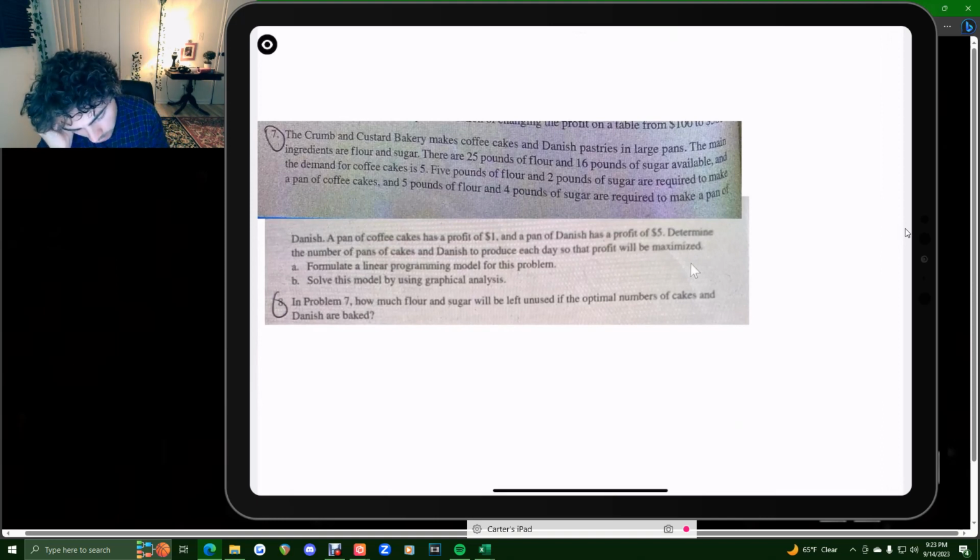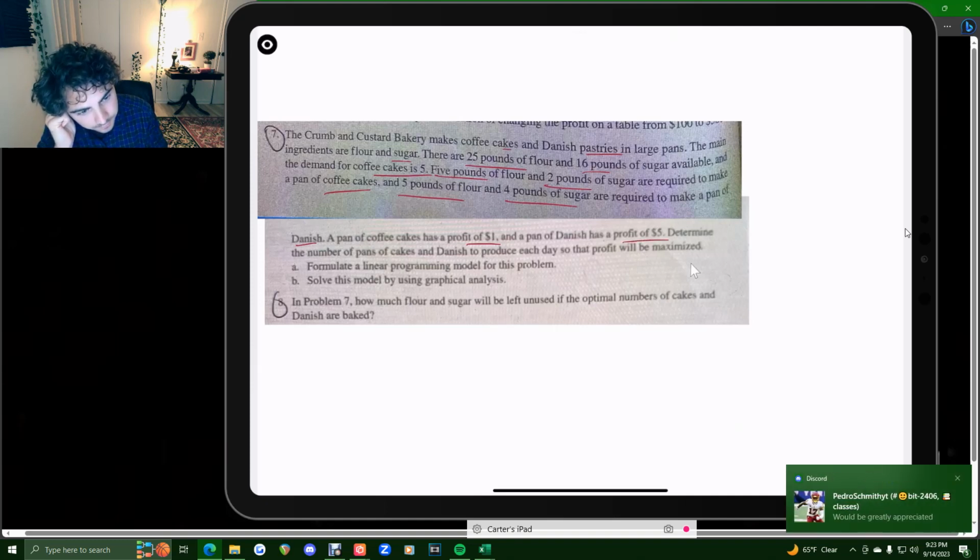We have coffee cakes, Danish pastries, large pans, flour, sugar, 25 pounds of flour, 16 pounds of sugar. Demand for coffee cakes is 5. 5 pounds of flour, 2 pounds of sugar make coffee cakes. 5 pounds of flour, 4 pounds of sugar make Danish. A pan of coffee cakes has a profit of $1. A pan of Danish, profit of $5. All right.